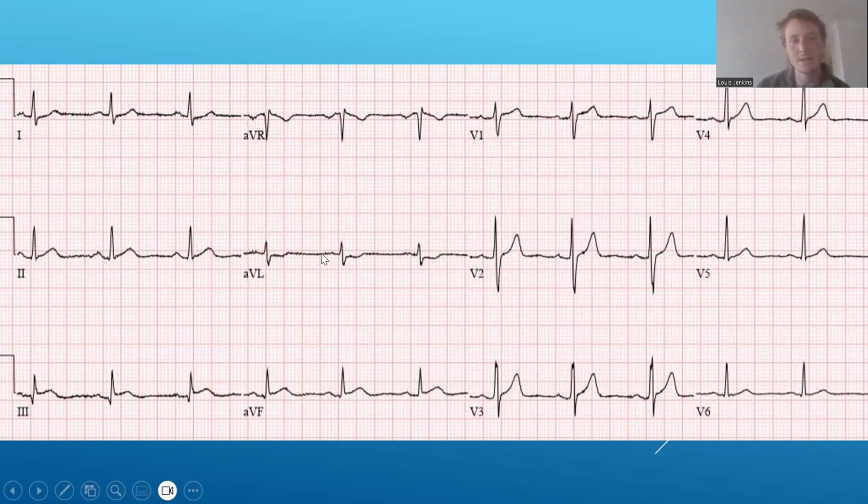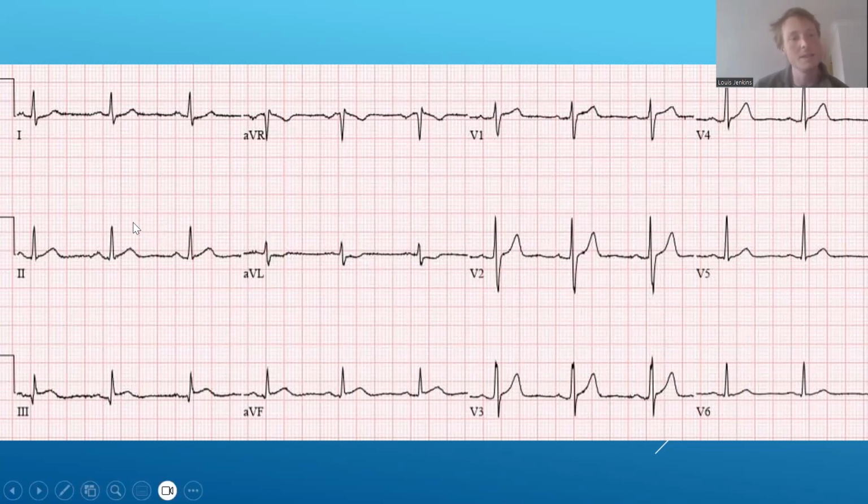Okay, and then we're going to come down here to AVL. So these are our high lateral leads. And in AVL, I have some sinus beats, and I do have a T-wave inversion, which is unusual for AVL. And I've also got ST depression, about 1 millimeter, maybe just under 1 millimeter of ST depression in AVL. That should be ringing alarm bells. That's not normal. That's actually quite concerning, for reasons we're going to get into in the next slide.